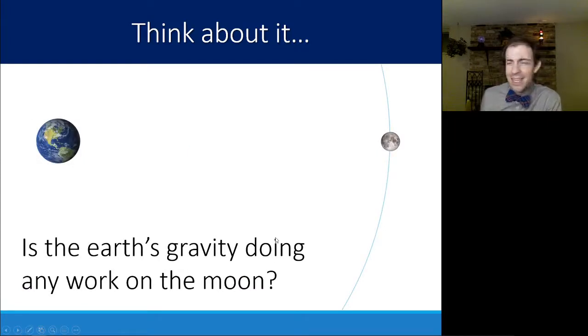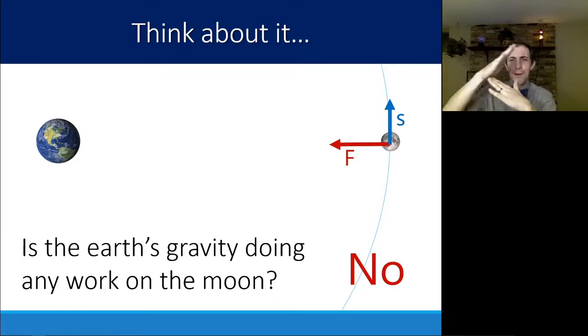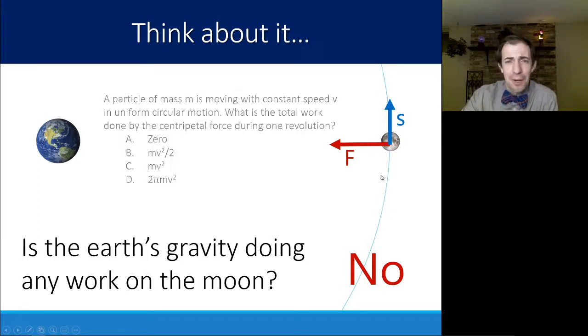Another example is Earth's gravity on the moon. Is Earth's gravity doing any work on the moon? Well, the answer is no. It's not doing any work on the moon because the force is inward towards the Earth, and the displacement is always moving perpendicular to the direction of the force. So just like we saw, if the angle is 90 degrees from the motion, you have zero work.